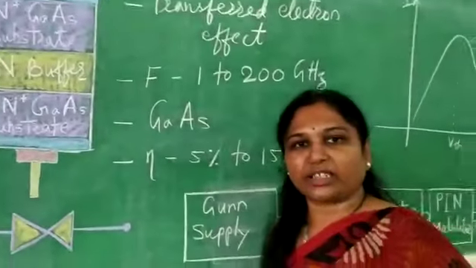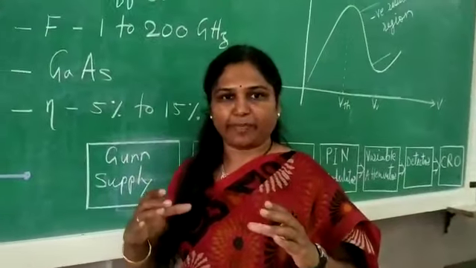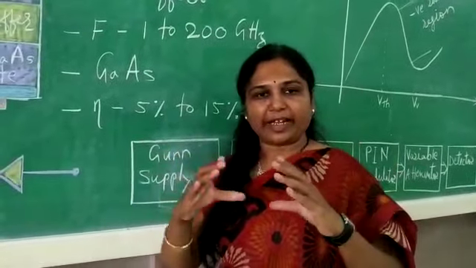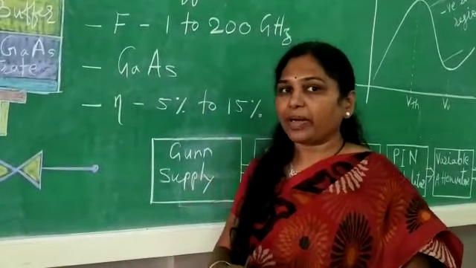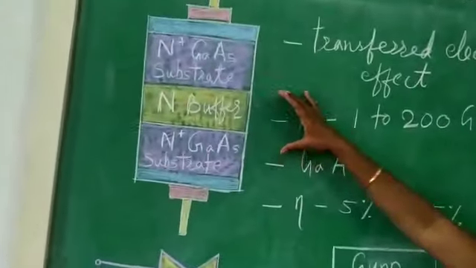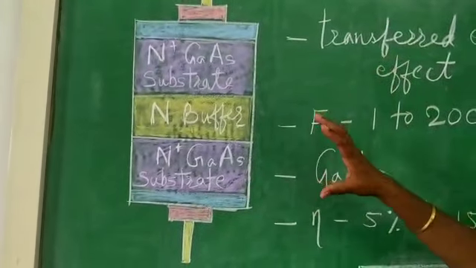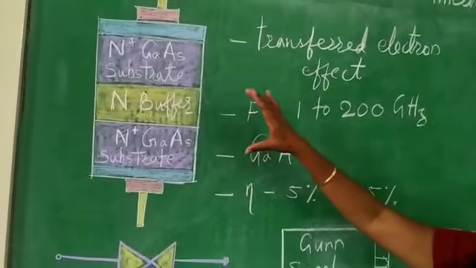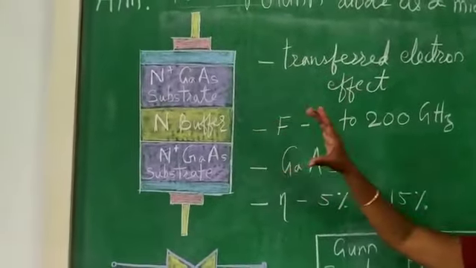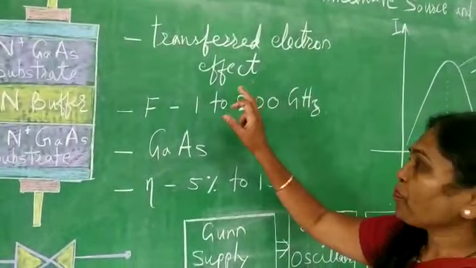Normally in our PN junction diode, we have to use p-type material as well as n-type material, and these are combined together to form the junction. But in a gun diode, there is only n-type material, and therefore the special characteristic of the gun diode is that it exhibits the negative resistance region, which is also called the transferred electron effect.